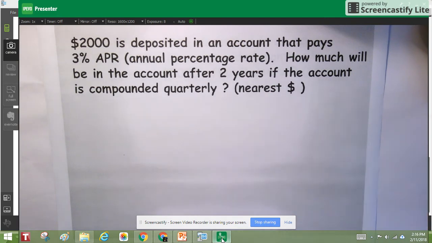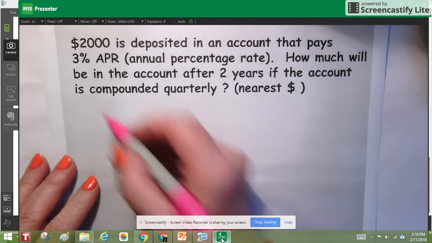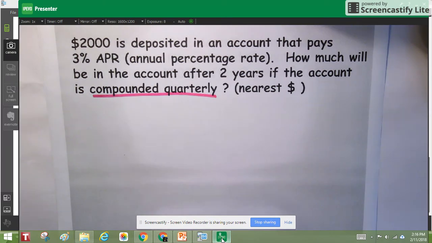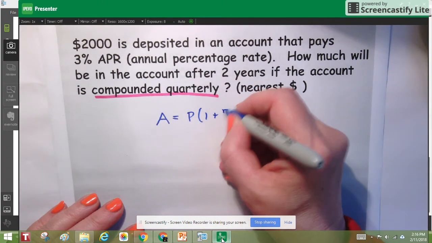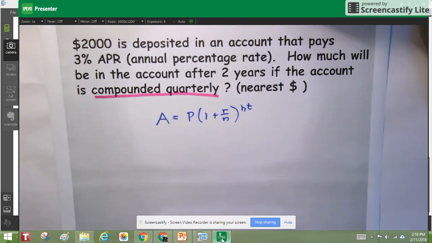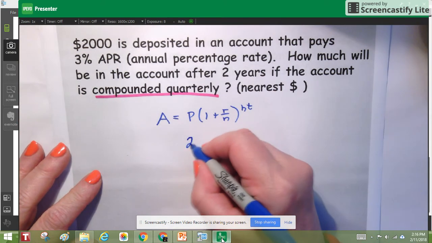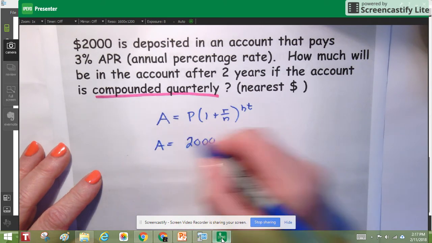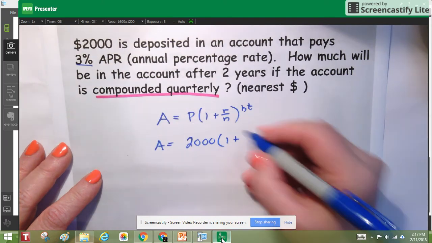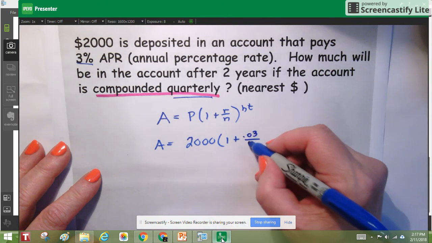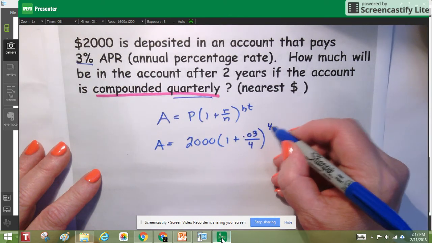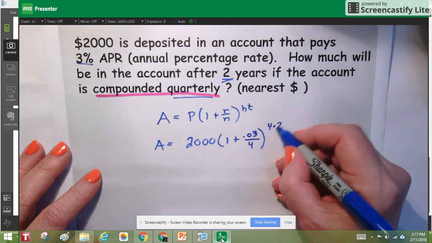$2,000 is deposited in an account that pays 3% annual percentage rate. How much will be in the account after 2 years if the account is compounded quarterly? Those are the words in the word problem that you're going to want to look for, that kind of clue you in that you're going to want to use this compound equation. So now let's fill in what we know. Well, $2,000 is deposited, so that's our P. The rate, 3%. I have to change that to a decimal, so 0.03. It is compounded quarterly, so that would be 4 times a year. So I'm going to say 4 times T is 2 years, so 4 times 2.